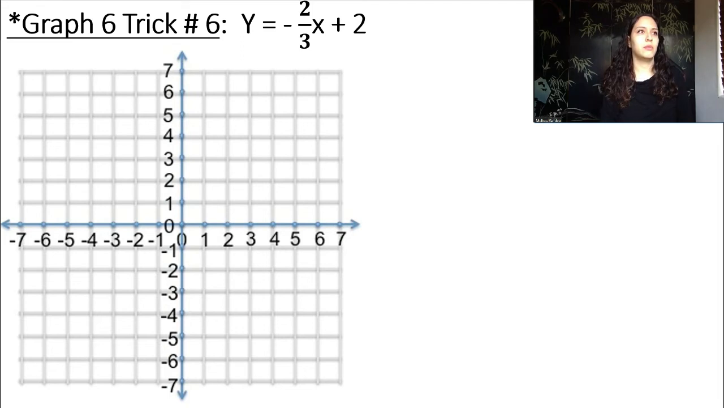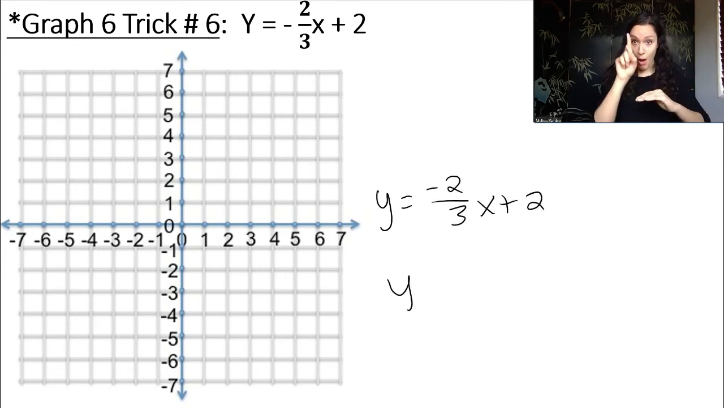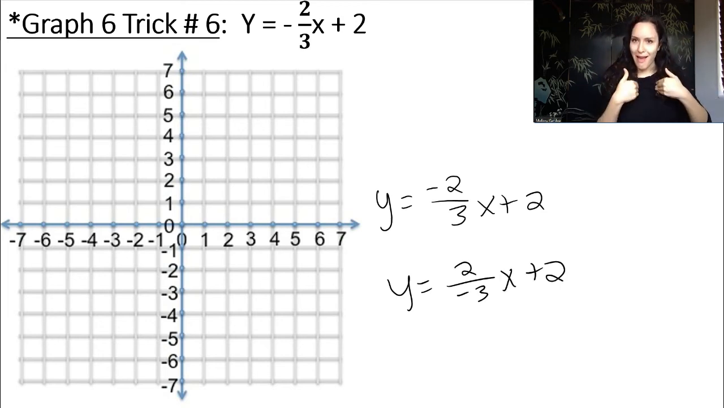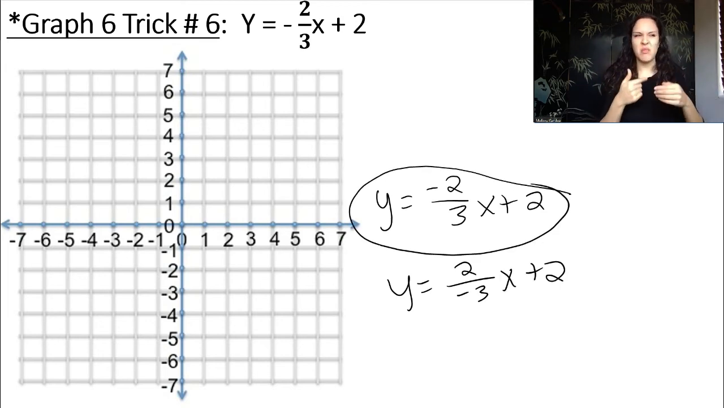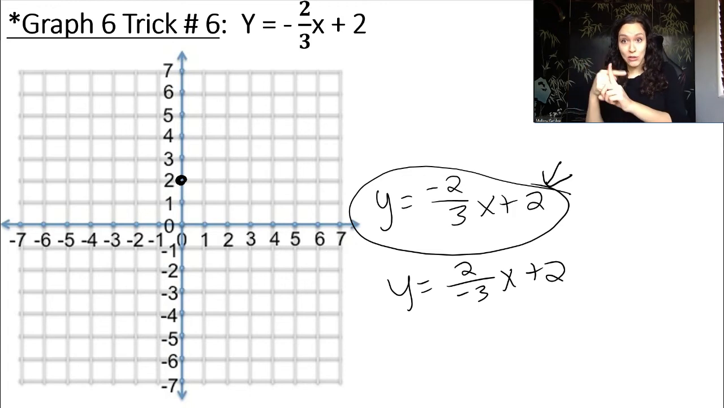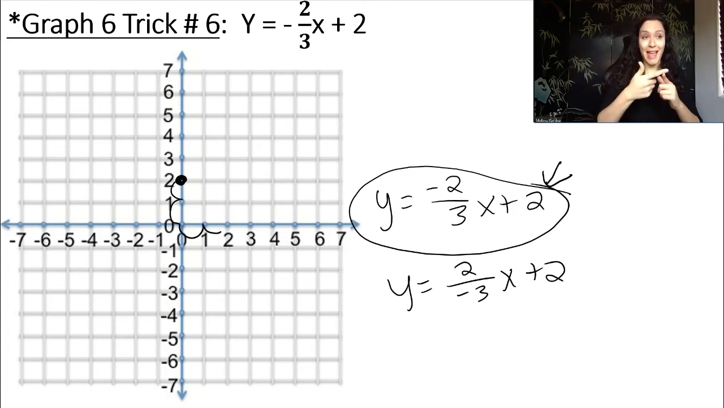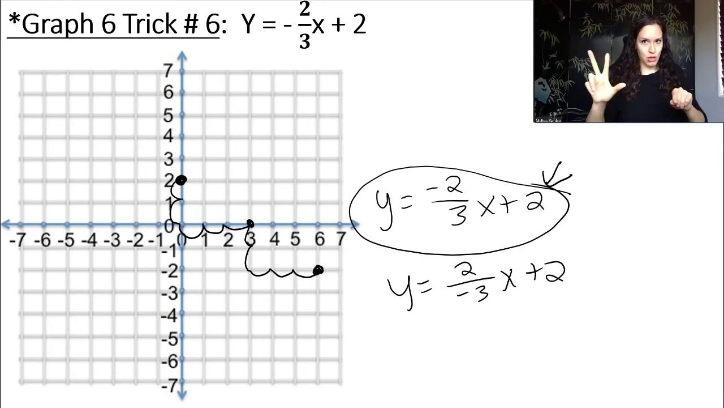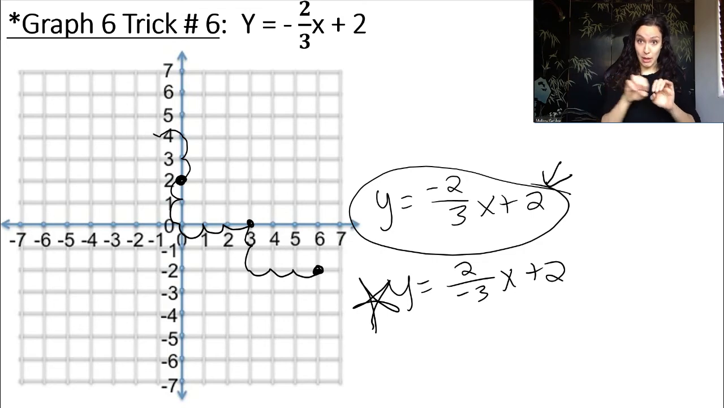Remember for this problem, it doesn't matter if you put the negative on top or on the bottom, you'll get the same answer in the end anyways. So I'm just going to go with the top one just because I wrote it first. I'm going to go to positive 2 for my y-intercept. Then I'm going to go down 2 to the right 3. If I chose the other one, that would mean I would go up 2 to the left 3.